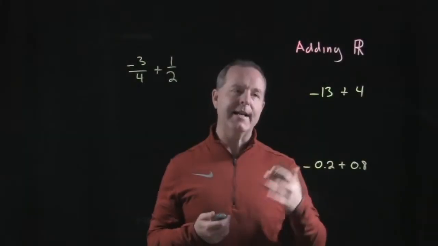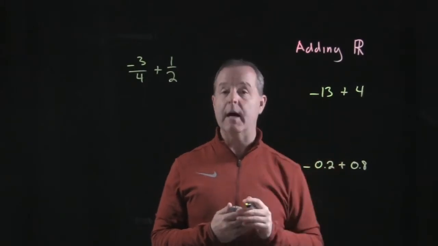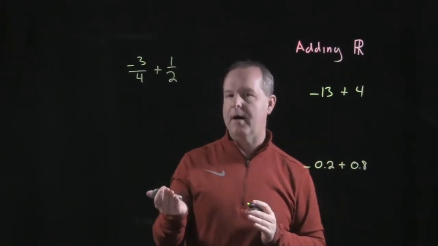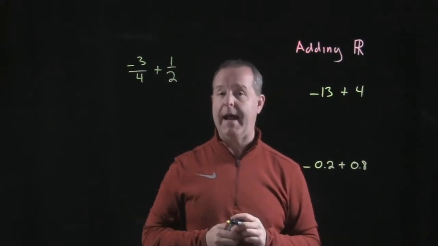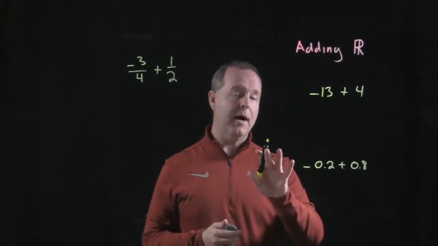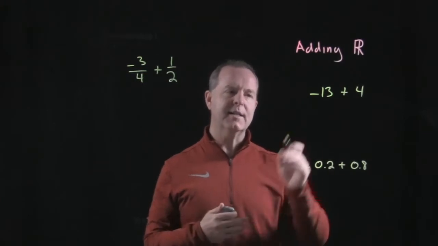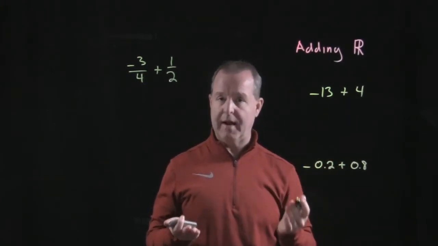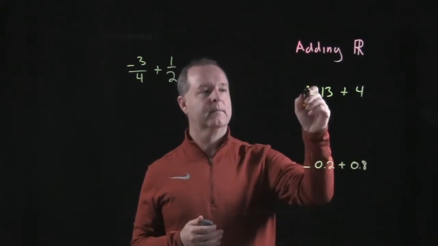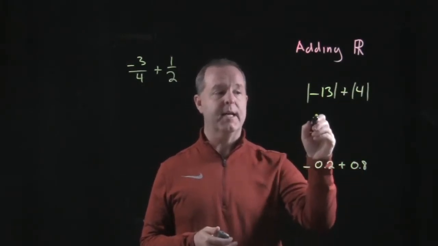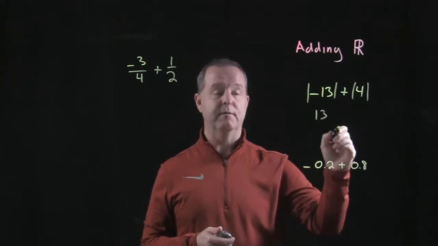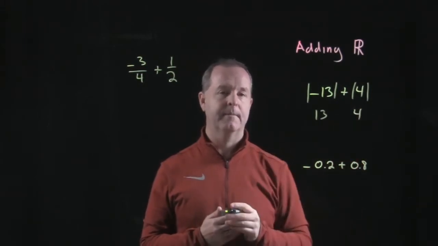How do we think about adding real numbers when their signs are unlike, where I'd have one positive and one negative? What's another way to think about how to add these? Well, one possible way that might help you is to think of these terms as their absolute values again. The absolute value of negative 13 is 13. The absolute value of 4 is 4.